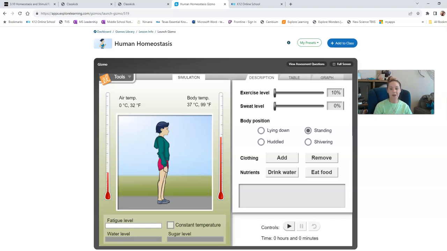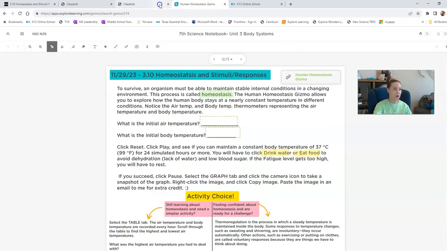Okay, now as always, there's a Class Kick reflection for this Gizmos, and it gives you instructions on how to walk through that assignment. And so you can choose which one that you'd like to do there.